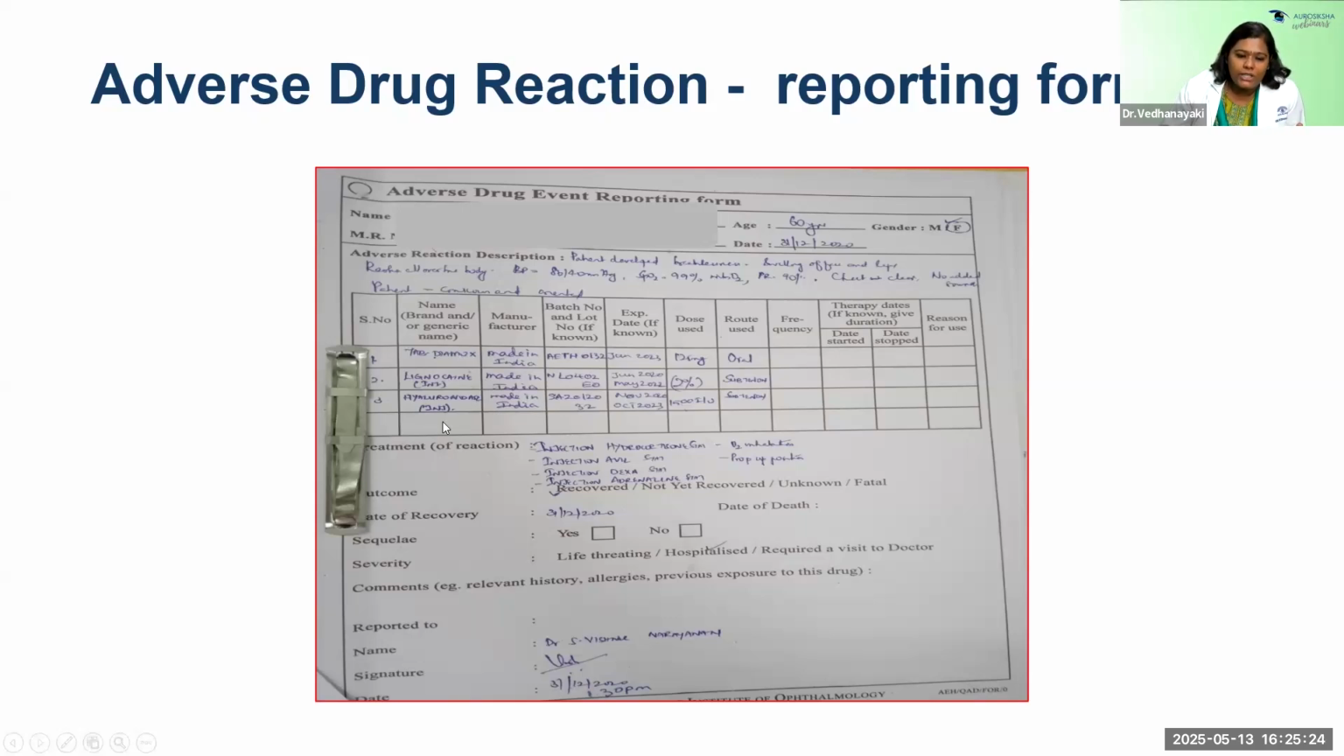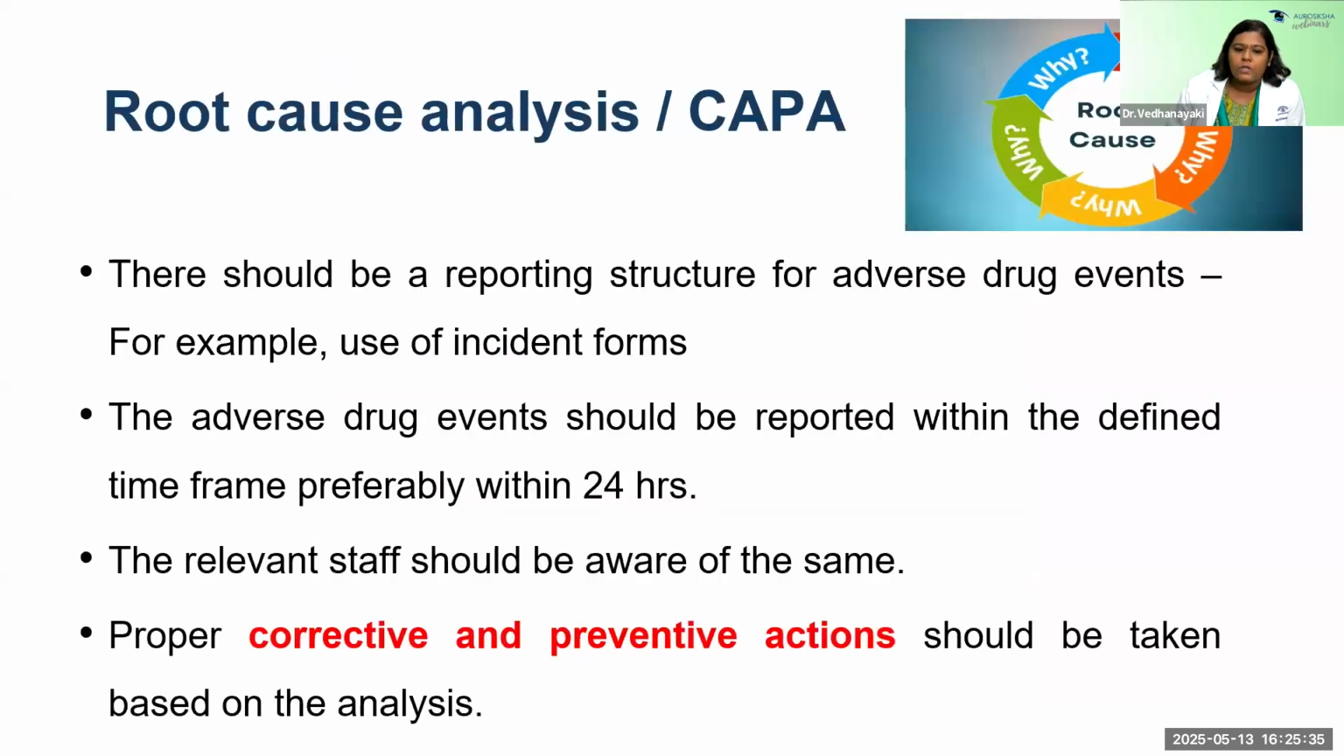So only when you note down what the multiple drugs are, and similar reactions happen very frequently, can you point out which drug could have been the cause of the adverse drug reaction. Once an adverse drug reaction has happened, you have to do a root cause analysis. You have to report it through an incident form, and all the staff related to the event should be aware that such an event has happened. After the root cause analysis, you have to do proper corrective action and preventive action.